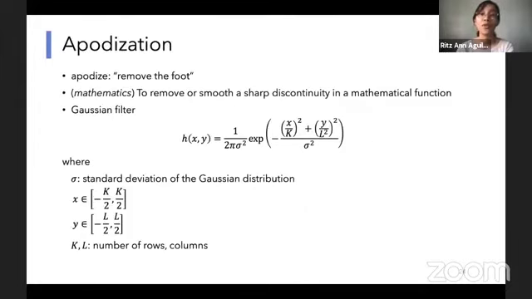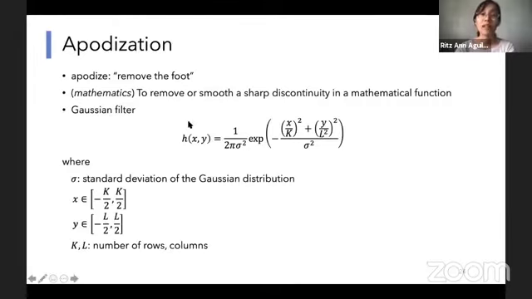Another method which we do to increase the signal to noise ratio of the images first before employing the SCPS or semi-calibrated photometric stereo algorithm is to apodize the 2D images, which means to remove or smoothen sharp discontinuities in a mathematical function. So here we use a Gaussian filter. We multiply it to the noisy spectrum.